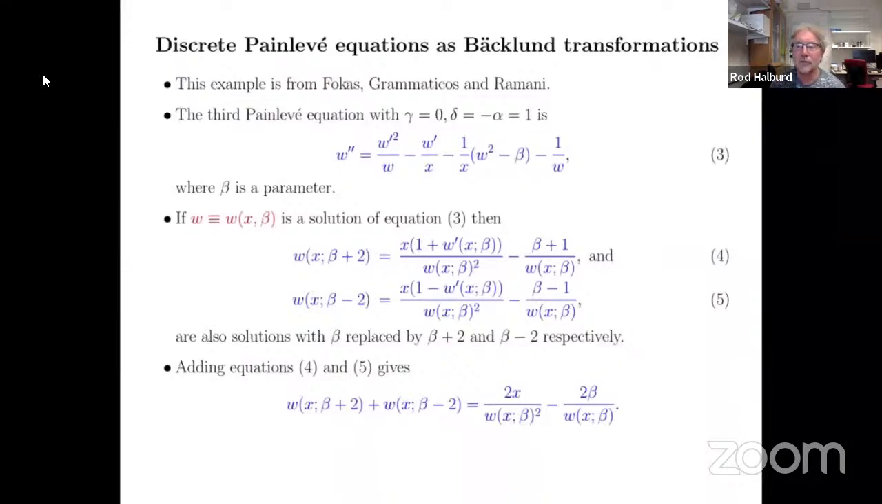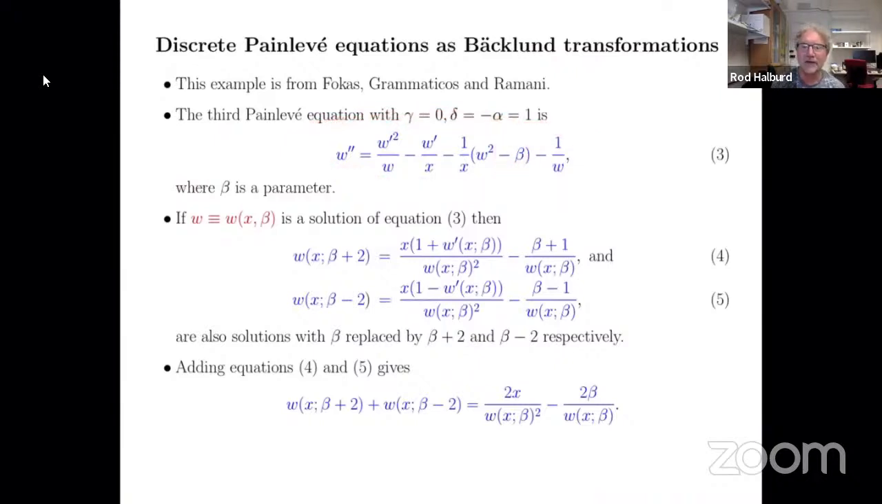So one way in which one can derive discrete Painlevé equations is as symmetries or Bäcklund transformations of genuine differential Painlevé equations. Here's a simple example that goes way back. I'm following Fokas, Grammaticos, and Ramani. If you take the third Painlevé equation, where gamma is equal to 0, and as long as these guys are not 0, I can rescale and make them 1. So I end up with an equation that depends on a single parameter, beta.